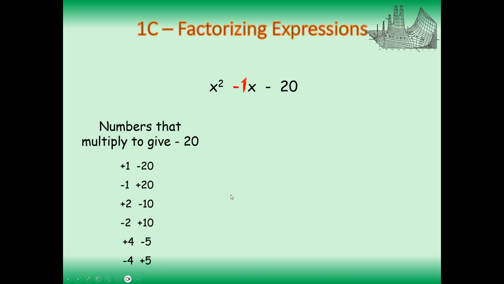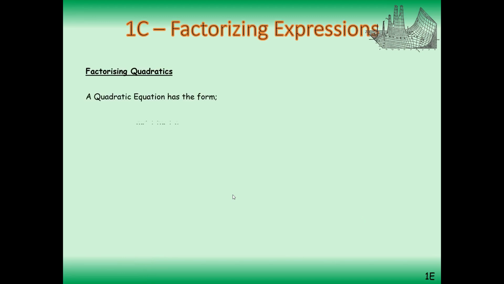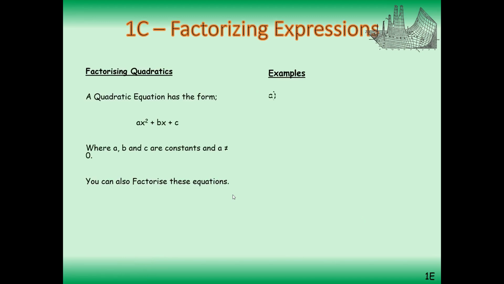All right, I hope you spotted it. It's plus 4 and minus 5. So we put those numbers inside the bracket like so. All right, so this is the numbers that a, b, and c are the coefficients of x squared, x, and the constant.